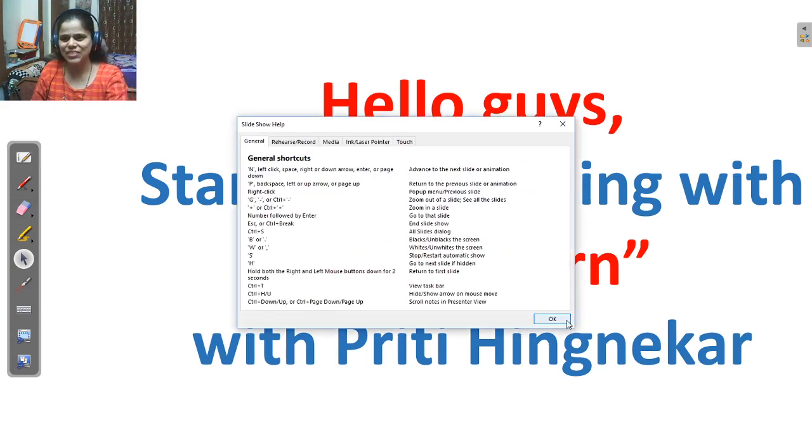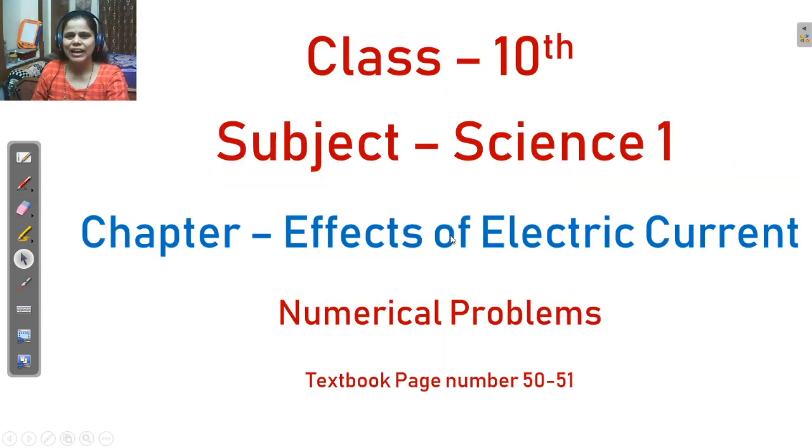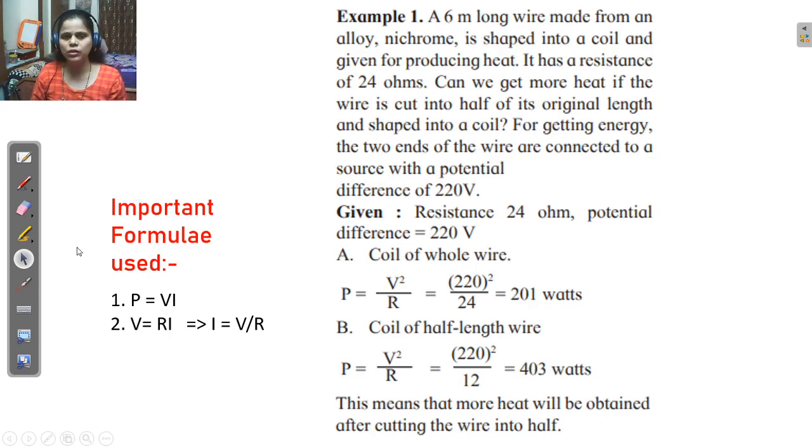Hello students, welcome to our class. This is class 10, subject science 1, and today we will discuss how to solve the numerical problems given in your textbook, page numbers 50 and 51. These are the solved examples. So let's move on. Our first example is, what is given in this example?